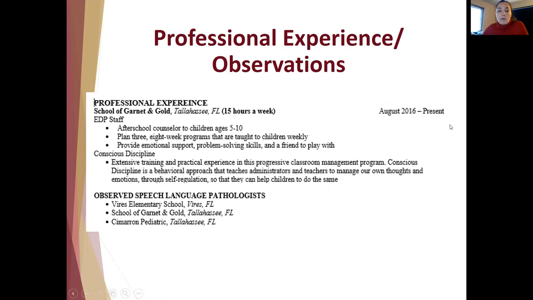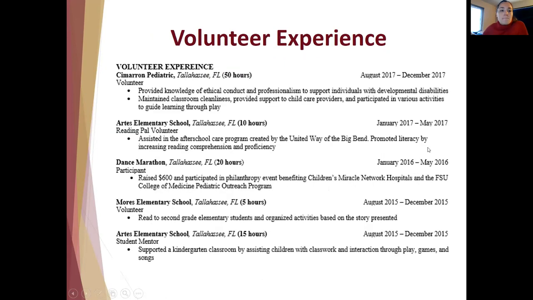And then if you have any professional experience, again, you can see that there's a mixture of bold, italics, regular font, bullet points. If you've observed any speech language pathologists, same thing with volunteer experience. You can put the approximate number of hours that you participated in any of those experiences right there.